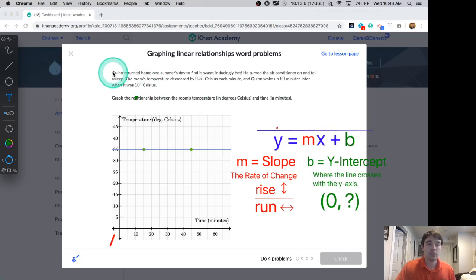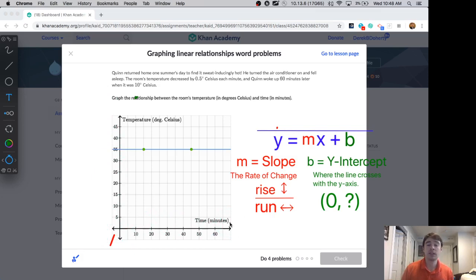The key again will be to read the word problem, so we're going to start with that. Quinn returned home one summer's day to find it sweat-inducingly hot. It's really hot when Quinn returns home. He turns the air conditioner on and fell asleep. The room's temperature decreased by half a degree Celsius each minute, and Quinn woke up 60 minutes later when it was 10 degrees Celsius. They ask us to create a graph where temperature will be marked on the y-axis, and x-axis will track the time in minutes since Quinn fell asleep.